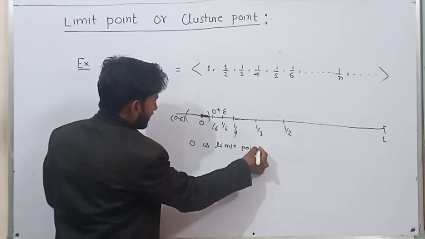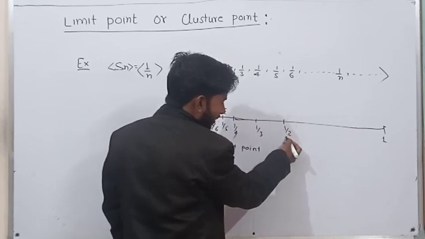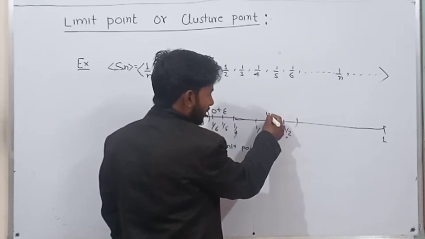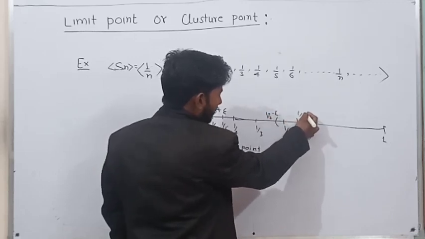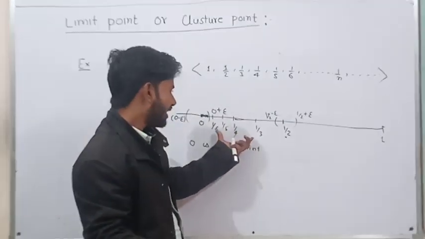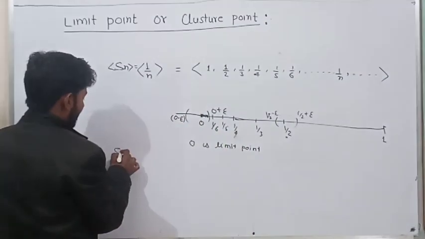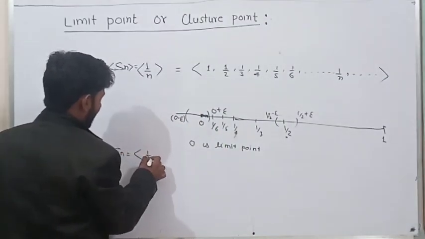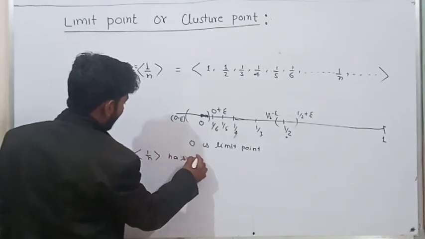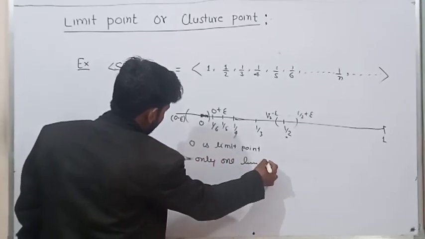If we take any other point, like 1 by 2, and find its neighborhood, it becomes (1 by 2 minus epsilon, 1 by 2 plus epsilon). So there exists only one term, 1 by 2, in it. Similarly, we can check other points. So Sn equal to 1 by n has only one limit point, 0.